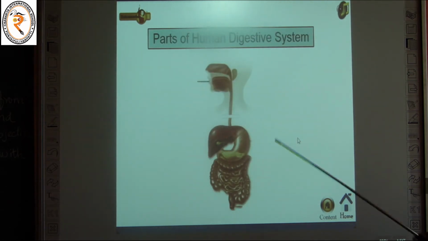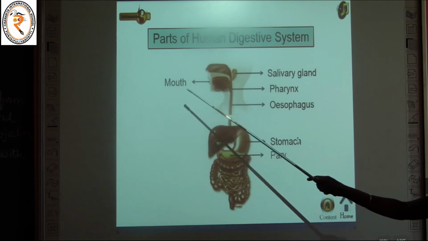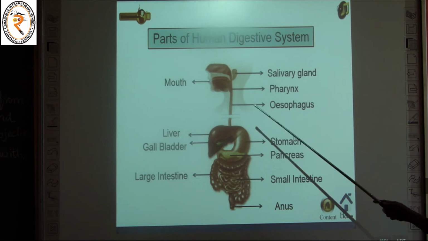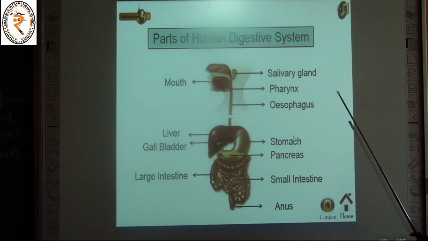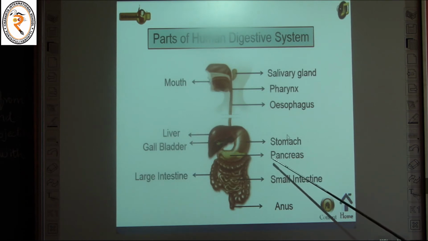See, this is the human digestive system. What are the parts included in this human digestive system? This is the mouth, or otherwise we can say the buccal cavity. We already know that the alimentary canal starts with the buccal cavity and ends with the anus. And this is the salivary gland. And this one is the pharynx. This is the esophagus. Then this one is the liver. This is the gallbladder. And this is the stomach. This is the pancreas. And this one is the large intestine, small intestine and anus. These are all the parts of the human digestive system. Okay. The next one.